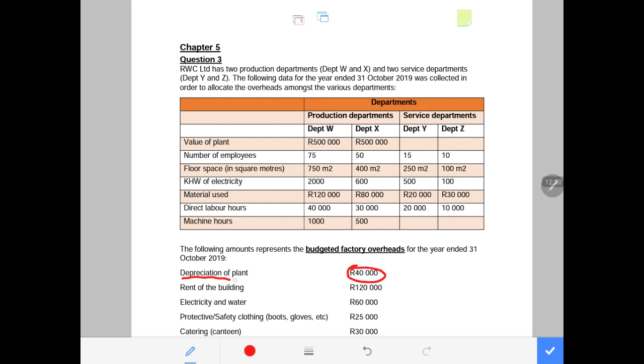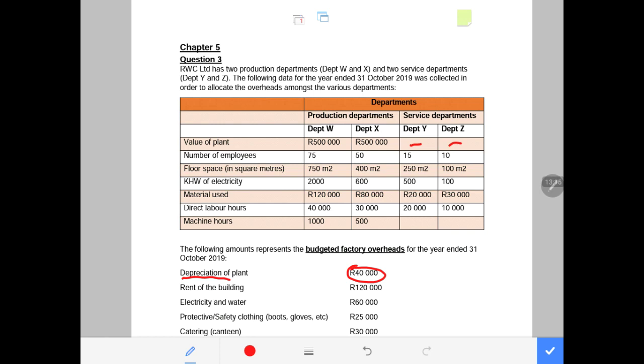Of the plant, 40,000. And we know that a plant is the cemented machines that are cemented in the floor of the production department. That means we need to use the value of the plant, because the depreciation amount will be based on the value of the plant. The value of the plant is 400,000 for department W and 500,000 for department X. But we have nothing under the service departments, because our service departments are not used to produce anything. So they cannot have the plant, because a plant is the cemented machine on the floor that is used to produce our product.